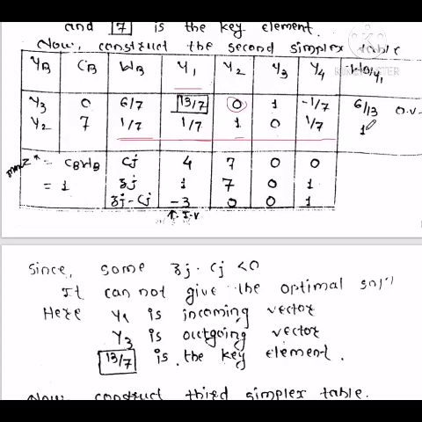And find out the outgoing vector by computing the minimum ratio. So the minimum ratio is WB divided by the incoming vector. So WB means 6 by 7 divided by 13 by 7. So this can be written as 6 divided by 13, and this is 1. So if you observe, the first ratio 6 divided by 13 is the minimum ratio. The corresponding vector y3 is the outgoing vector. Y3 is the outgoing vector.